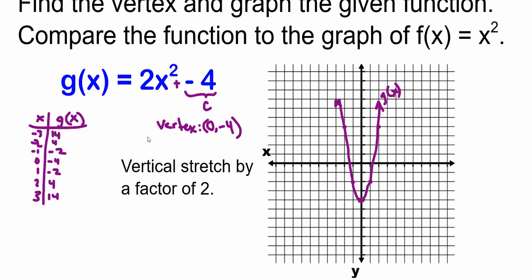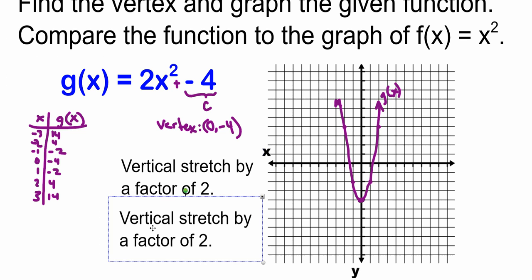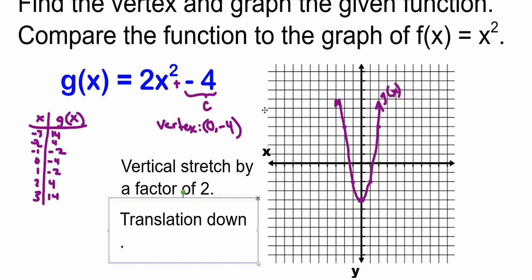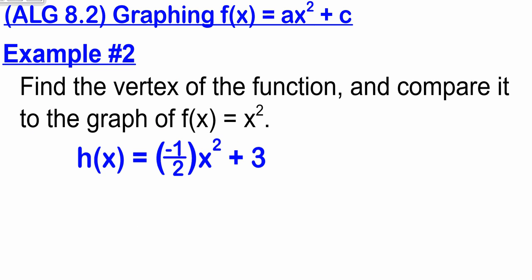All right, and then the minus 4 out here is going to be causing a translation down 4 units. So now it's all shifted down 4 units. On this example here, we have an extra transformation going on, but for this one it says first find the vertex. Okay, so again, the vertex is 0, C. Here is your C value. It's a positive 3, so the vertex is 0, 3.